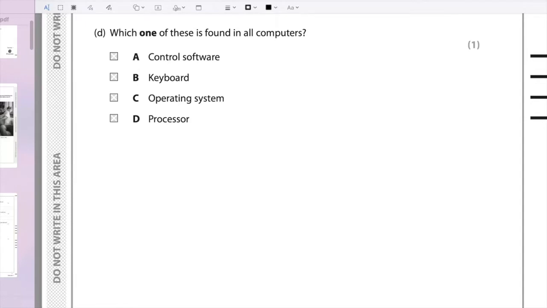Scroll down to D. Which one of these is found in all computers? Is it control software, keyboard, operating system, or processor? Now the correct answer out of all these 4 is D. It is a processor. That is the only one of those that is found in all computers. Some computers don't have keyboards, some computers don't have operating systems, or they don't have control software.